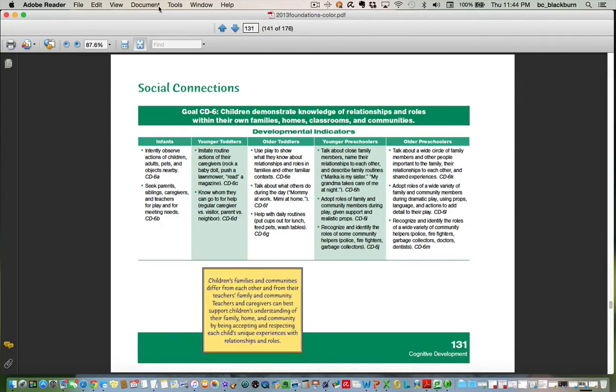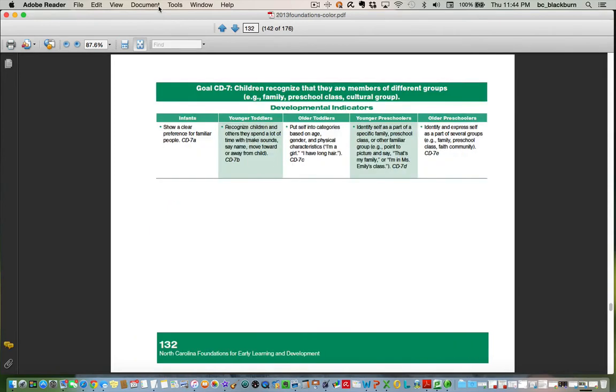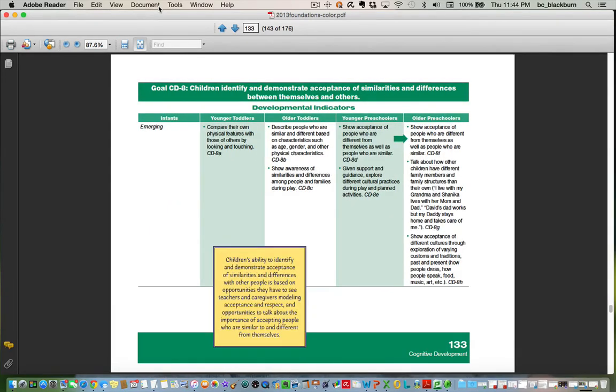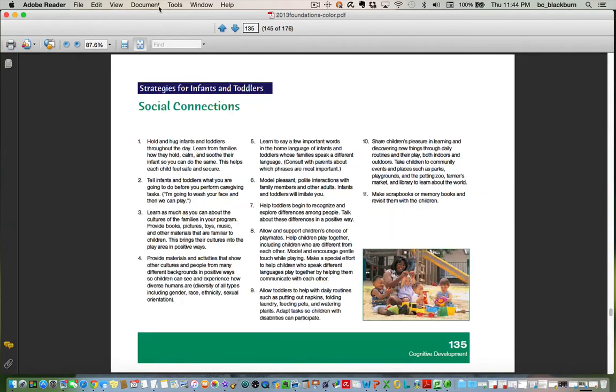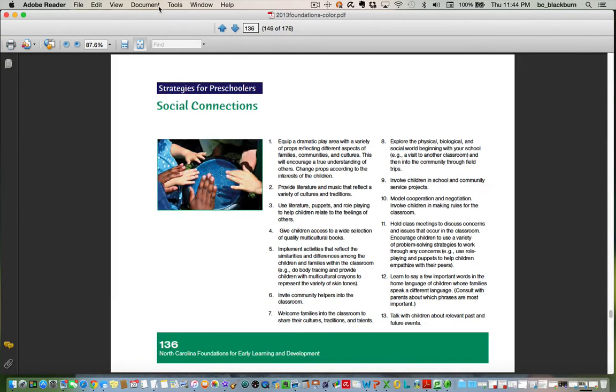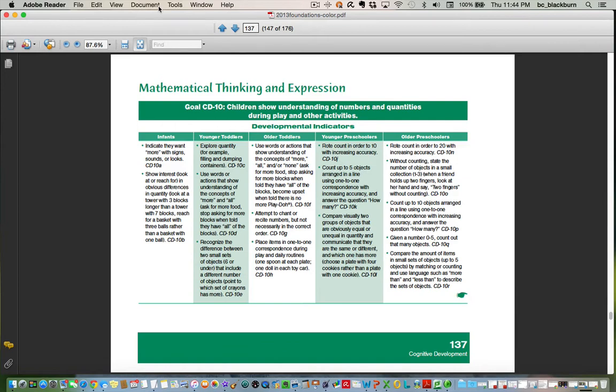Now, the specific goals and developmental indicators for the subdomain social connections are found on pages 131 to 134. It's important to remember to respect each child's unique experiences, as noted in the yellow boxes on pages 131 and 133. Pages 135 and 136 have the strategies for infants and toddlers as well as preschoolers. Strategies, as you know, can be routines, a transition, an individual approach, or an activity for a small or large group. Now let's move on to pages 137 through 141.